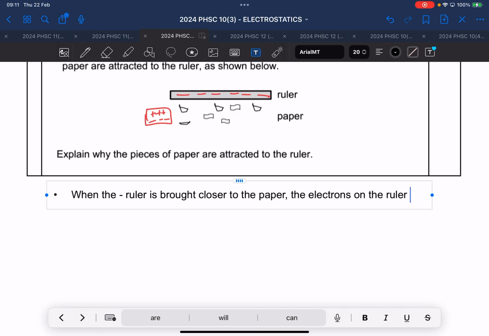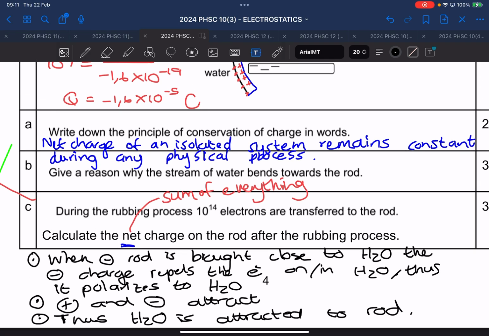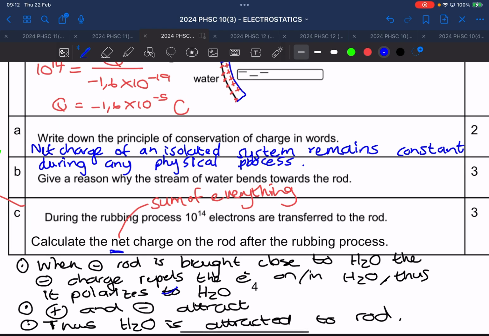Okay, let's stop. When you copy, you must please copy correctly. Is that what I wrote down? When the negative rod is brought closer to the water, the negative charges repel the electrons. Do you want to quickly correct your things? After electrons, what stands there? On or in? Water, H2O. Yes. Comma, thus, it polarizes. They must say the water.